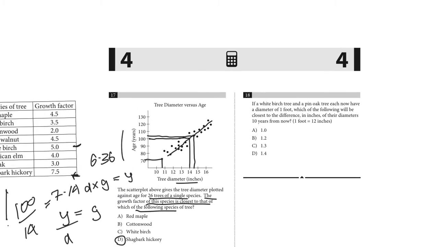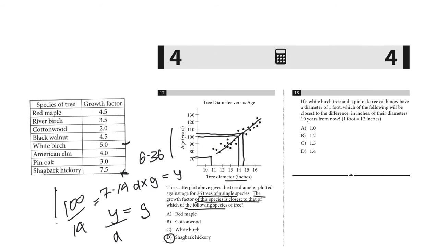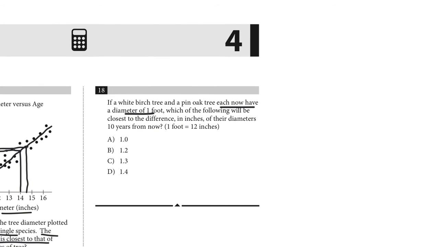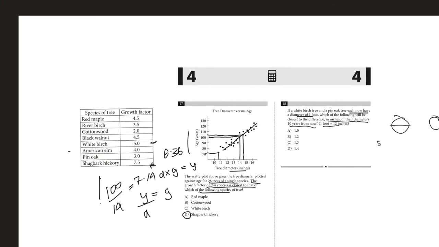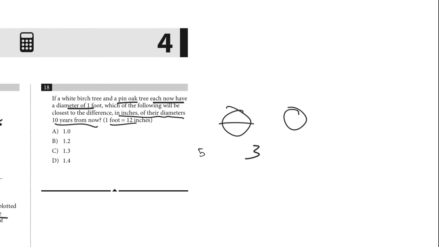If a white birch tree and a pin oak tree each now have a diameter of 1 foot, 1 foot is 12 inches, which of the following will be closest to the difference in inches of the diameters 10 years from now? So the growth factor for the white birch tree is 5. It can be seen in the table over here. White birch is 5, and for pin oak it's 3. So we got 5 and 3.